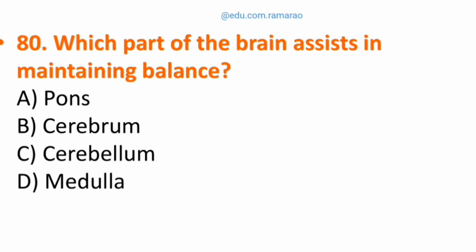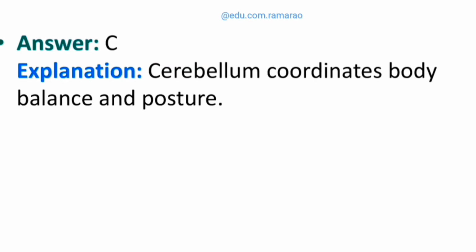The next question. Which part of the brain assists in maintaining balance? Option A pons, option B cerebrum, option C cerebellum, option D medulla. The correct answer is option C. Cerebellum coordinates body balance and posture.